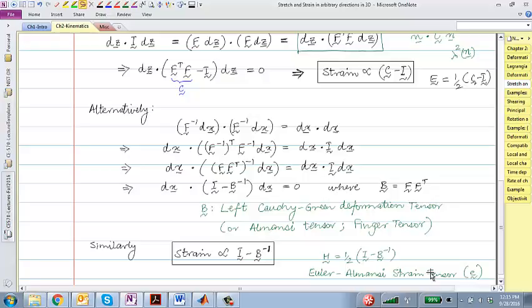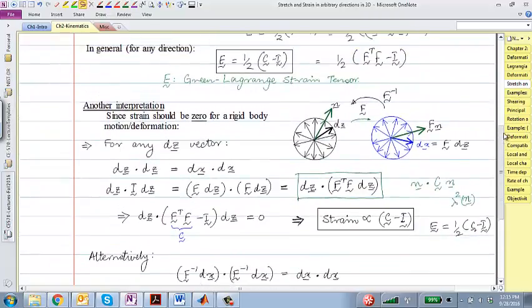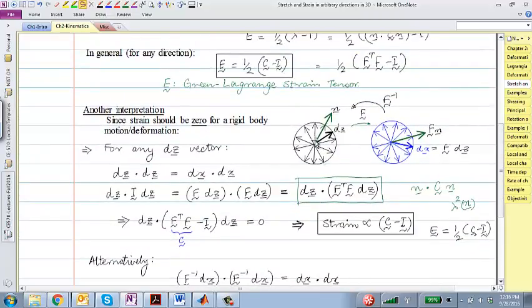These are two different ways of looking at the deformation at a point. One is taking undeformed tangent vectors to the deformed tangent vectors. The other is the reverse, deformed tangent vectors to their undeformed locations.